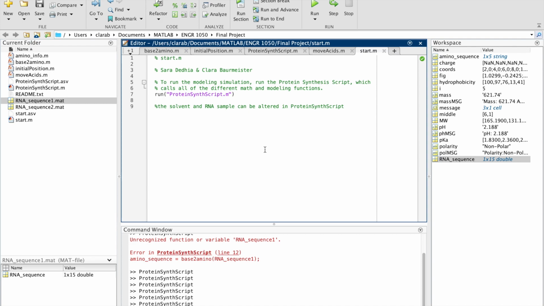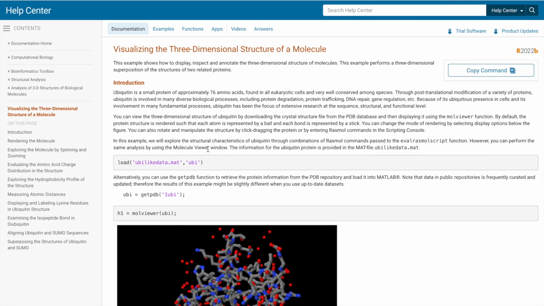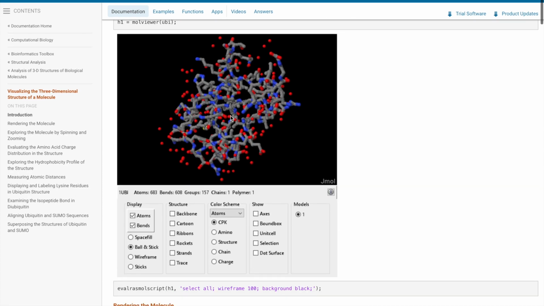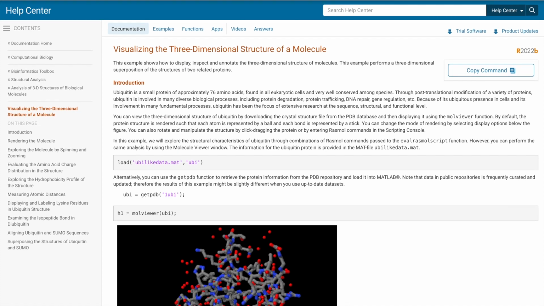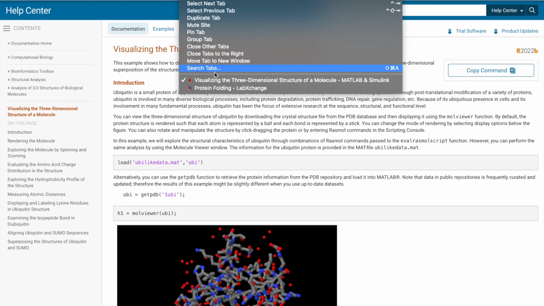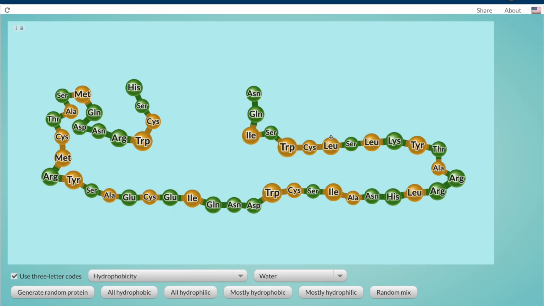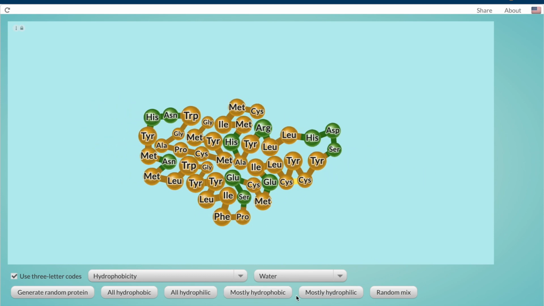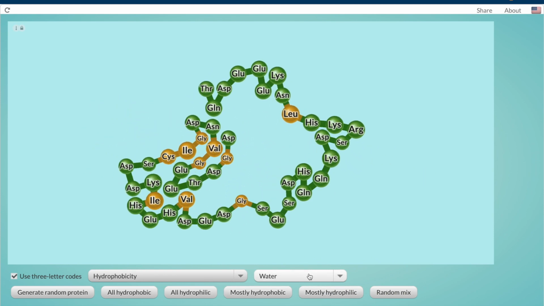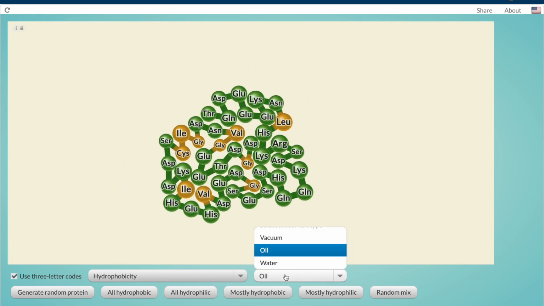We were also inspired by the Bioinformatics Toolbox that is available through MATLAB, and we wanted to challenge ourselves to make our own. We were also inspired by a specific educational tool, and we wanted to determine the difference between when a protein is mostly hydrophobic and mostly hydrophilic, as well as the difference that a solvent makes.